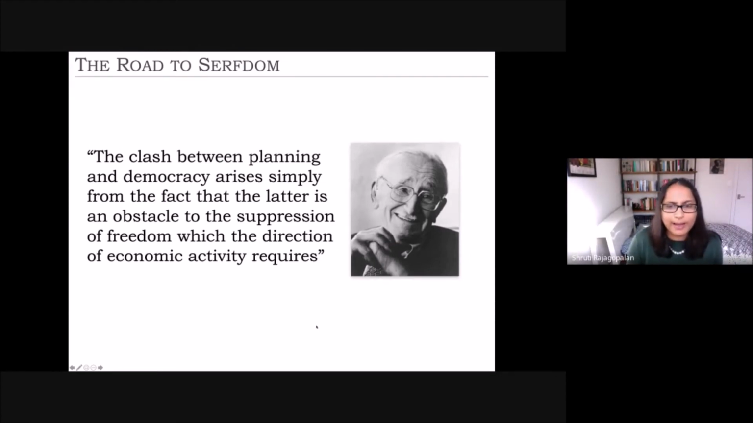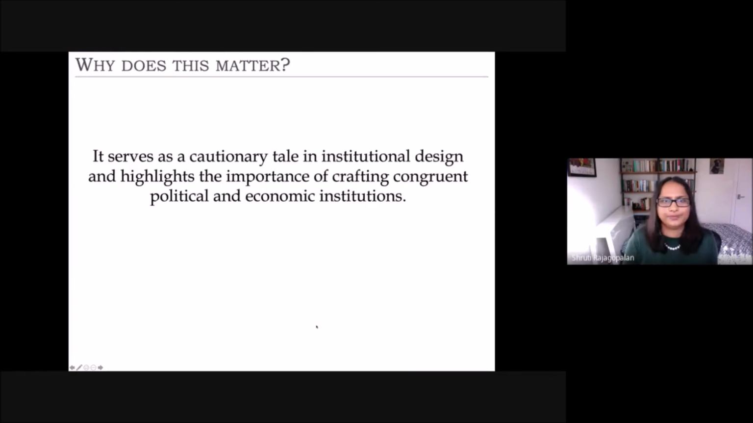Once again, we circle back to Hayek. In this case, it says the clash between planning and democracy arises simply from the fact that the latter is an obstacle to the suppression of freedom which the direction of economic activity requires. So all the centralization of power, control over means of production, a requirement to treat different groups of people differently, and an enormous amount of discretion in the hands of the government, as we see in the case of bank nationalization, to overnight take over 50% of the banks, of the capital and deposits by ordinance. All of these things are directly in clash with the kind of values one requires for a constitutional democracy.